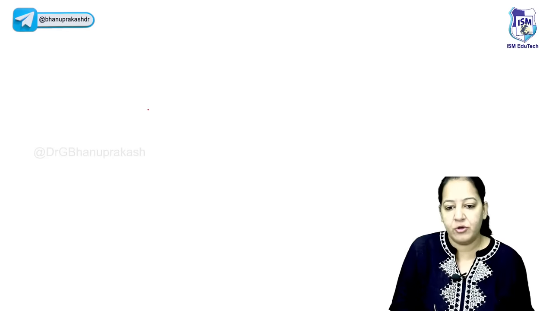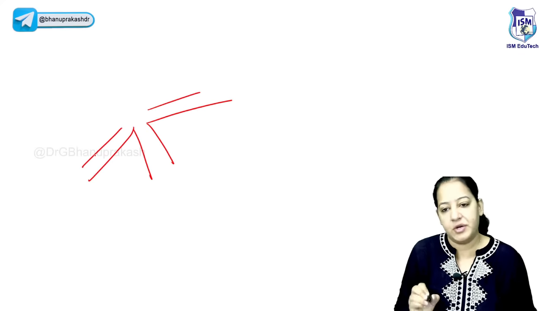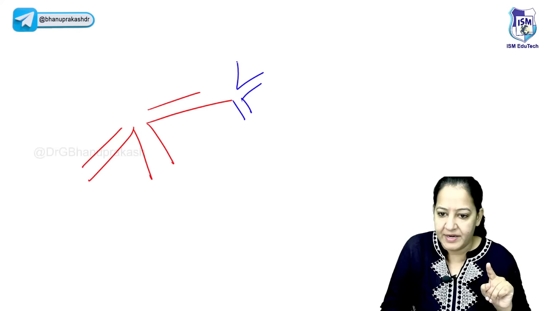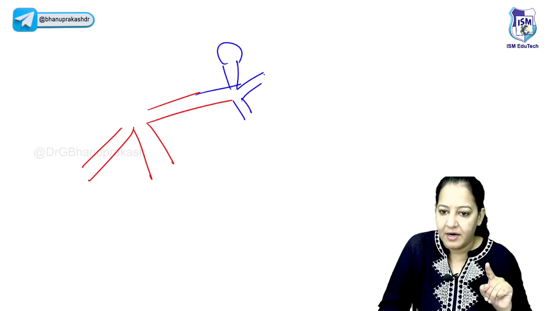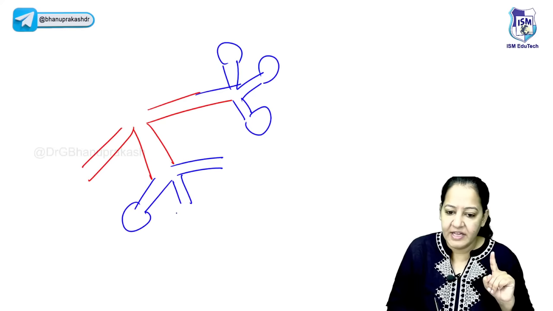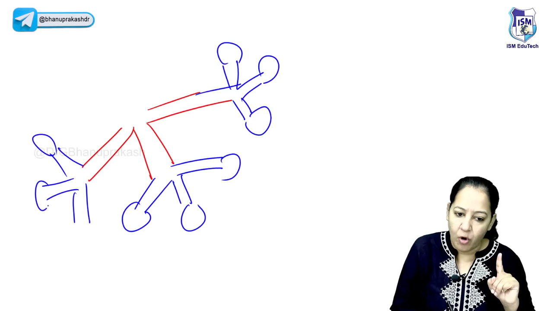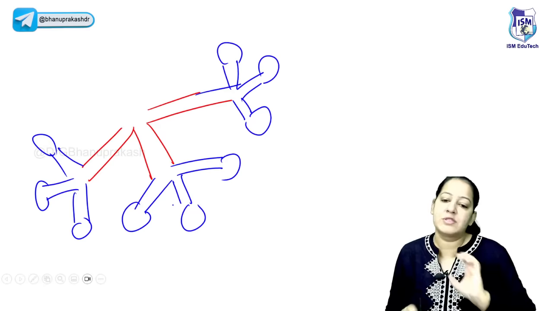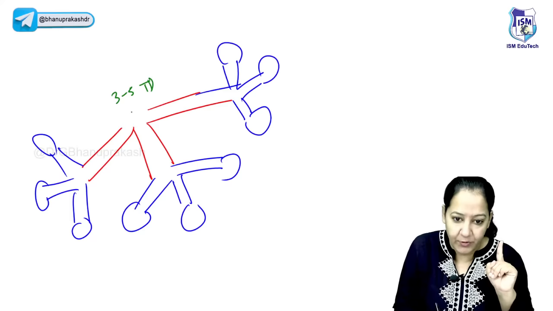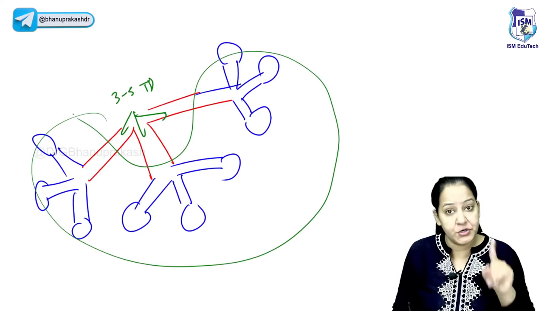Let me draw 3 TDLU for you. Let me draw 3 terminal ducts for you. This is 1, 2, 3. Now all the ductules as well as ducts arising from that will constitute one lobule. You can see this is all one lobule. In one lobule, we have multiple ductules. So I am saying 3 to 5 terminal ducts, and all the appendages arising from that constitute one lobule.